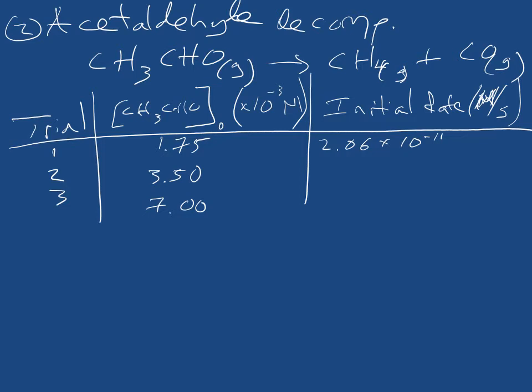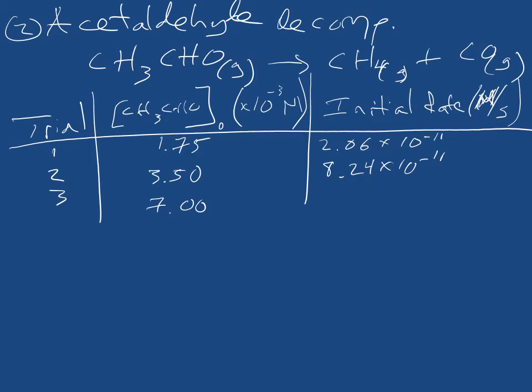The second trial, you go back to the lab, you set up 3.50 times 10 to the minus 3 molarity, and you monitor it, and you get the initial rate as 8.24 times 10 to the minus 11. So what happened there? It didn't double, did it? What did it do? It didn't go up by a factor of 2. What factor did it go up by? All right, we'll get to that. And then we double it again.